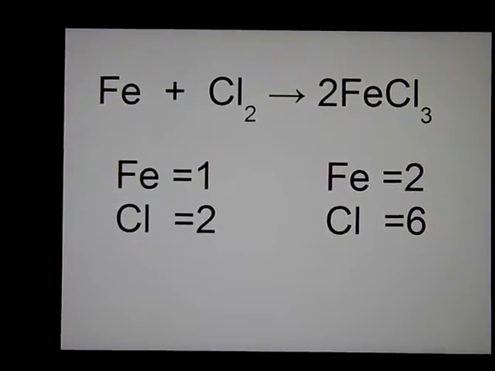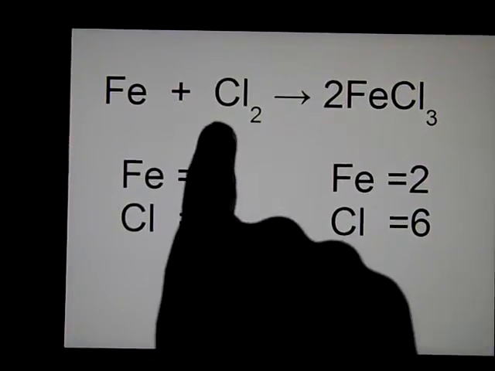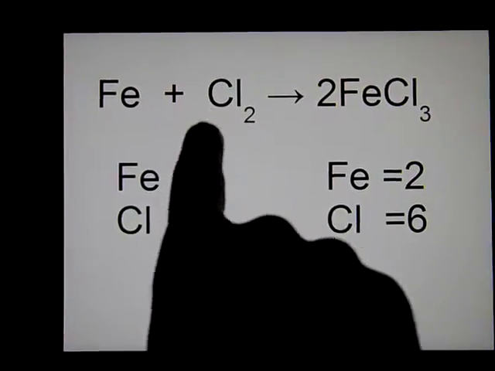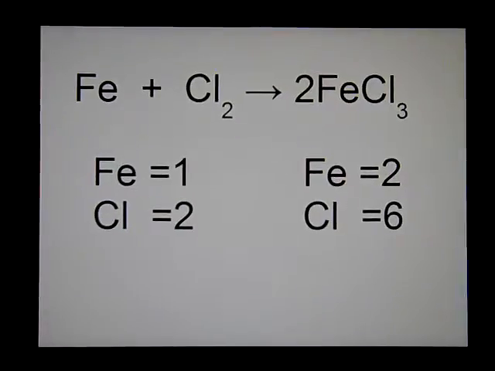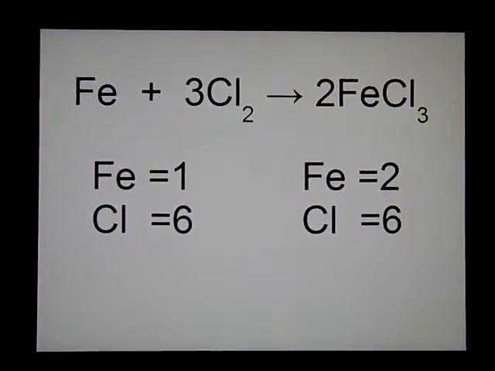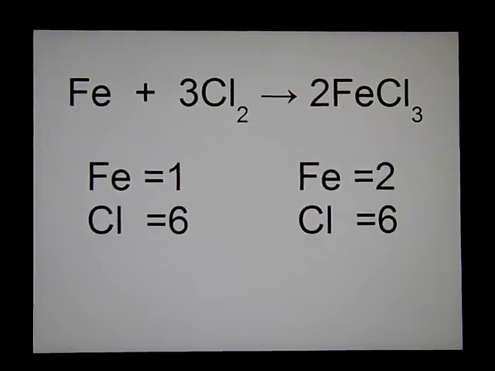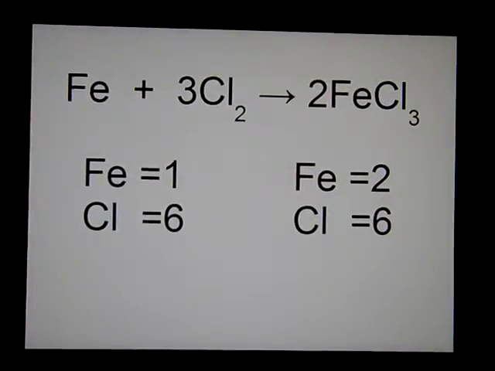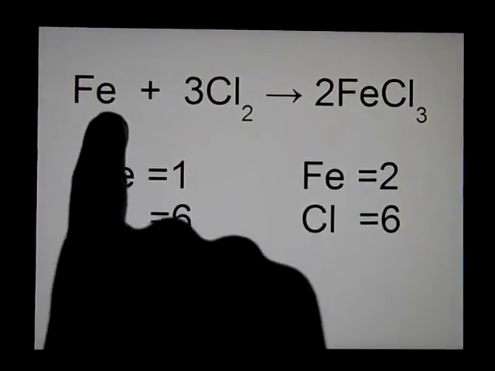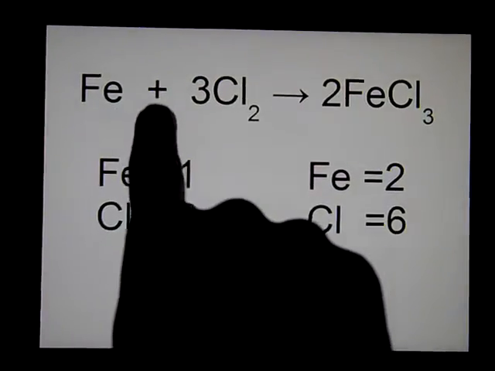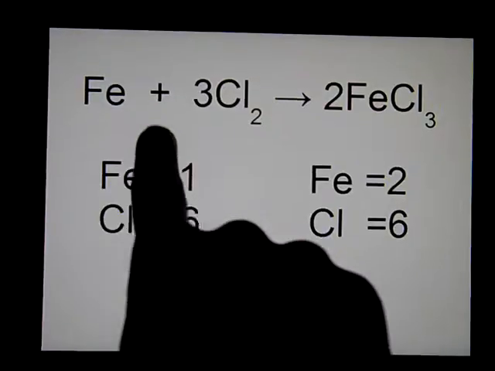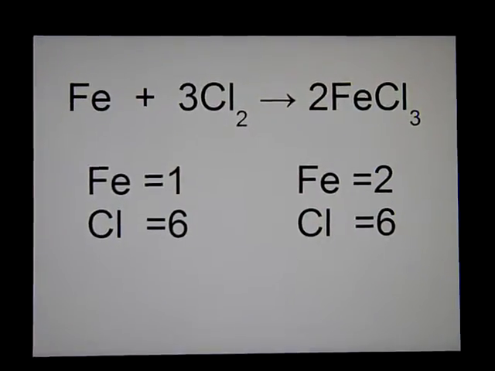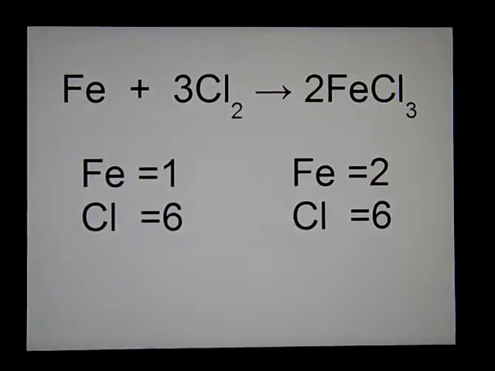Now we have to get 6 chlorines on the reactant side. We already have a subscript 2 here, so we're going to multiply the chlorines by 3. And again, we write it out there as a coefficient out in front. 3 times 2 gives us 6 chlorines. It does not affect the iron because of that plus sign. They're 2 different things. When we have a plus sign, we know we have 2 completely separate substances. So the iron is still 1.